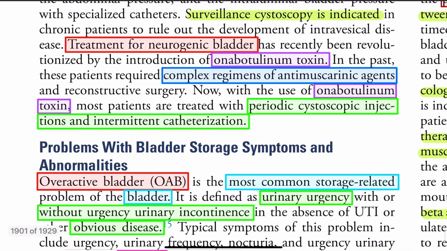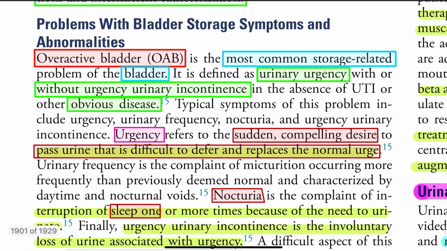Now come to overactive bladder. It is the most common storage related problem of the bladder. There are a few terms, like urinary urgency. How is OAB defined? Urinary urgency with or without urinary incontinence, in the absence of UTI or obvious disease. Urinary urgency is the main thing.